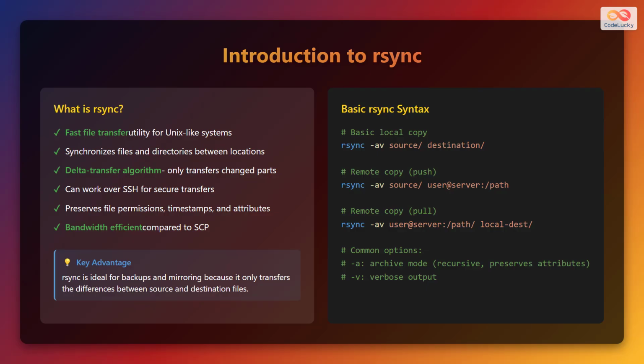Let's now introduce rsync. rsync is a fast file transfer utility for Unix-like systems. It excels at synchronizing files and directories between different locations. A key feature of rsync is its delta transfer algorithm, which means it only transfers the changed parts of files. It can also operate over SSH to ensure secure transfers and preserves file permissions, timestamps, and other attributes. rsync is bandwidth efficient compared to SCP. rsync is particularly useful for backups and mirroring because it only transfers the differences between source and destination files.